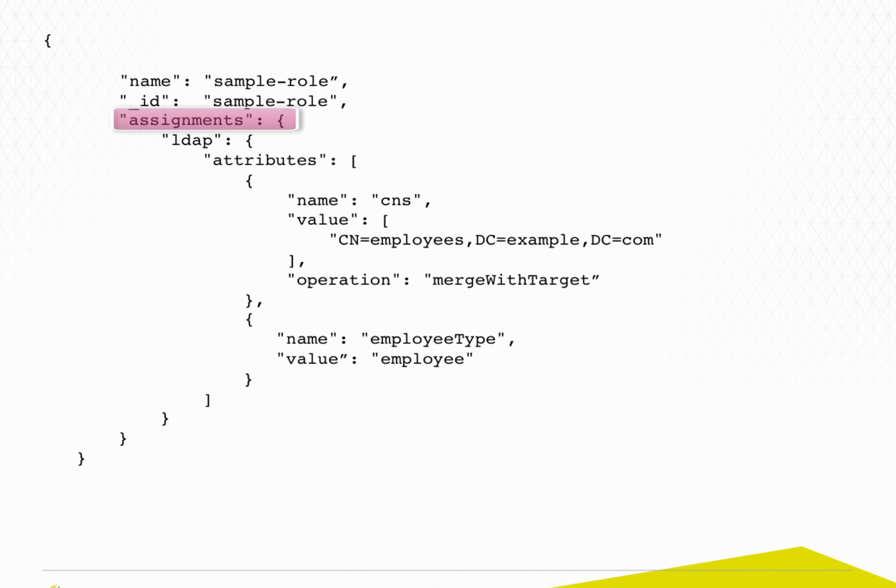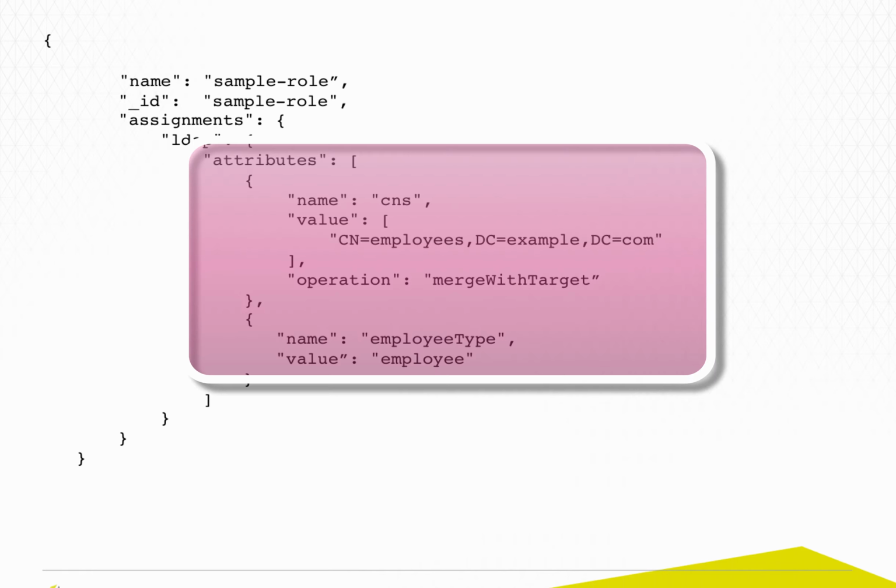The assignments essentially point out what target resource will be affected by the assignment of the role. And in our case, we have an LDAP directory, an OpenICF provisioner instance configured, so we just refer to LDAP as our target resource. And part of the assignments also provides attributes and how to define and set the attributes.